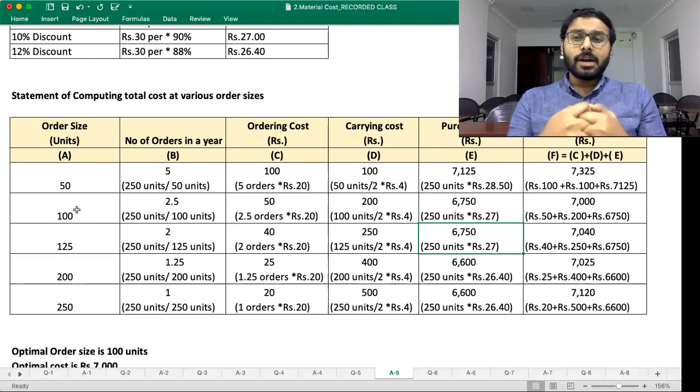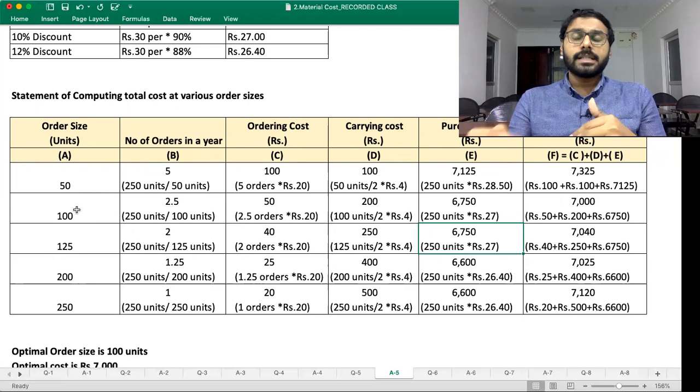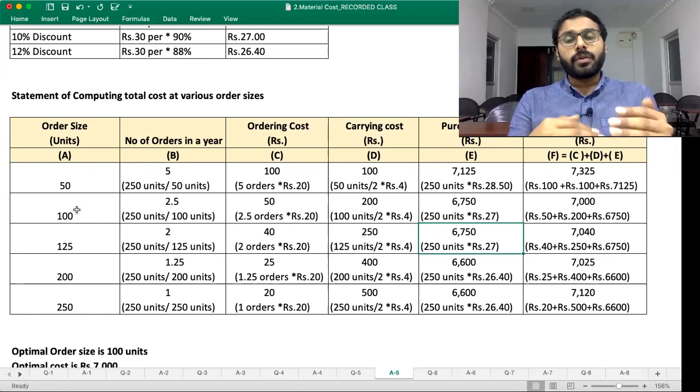When a discount is given in the question, you should not go by computing EOQ. EOQ is not going to give you the minimal cost, because one major assumption in EOQ is that the material cost remains the same. The material cost is not going to change, it is constant. Whereas here, when a discount is applied, as the order size changes, the material cost keeps on changing. So you have to find out for various levels.